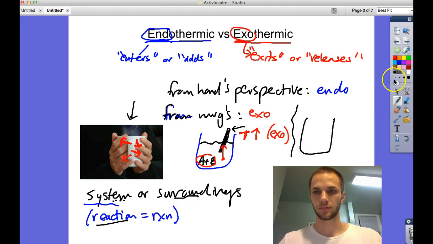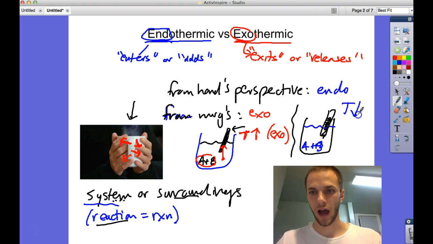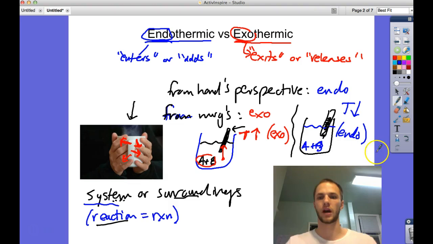On the other hand, if you mix two things together, A and B, in the reaction, and you have a thermometer here, which is not part of the system, and we see that the temperature drops. If the temperature drops, then it's an endothermic process.